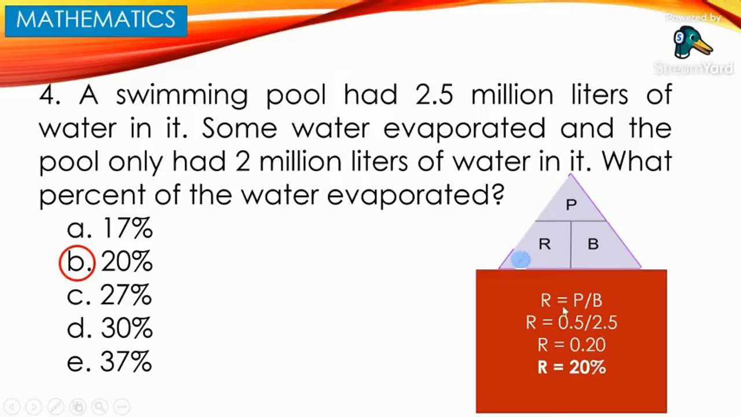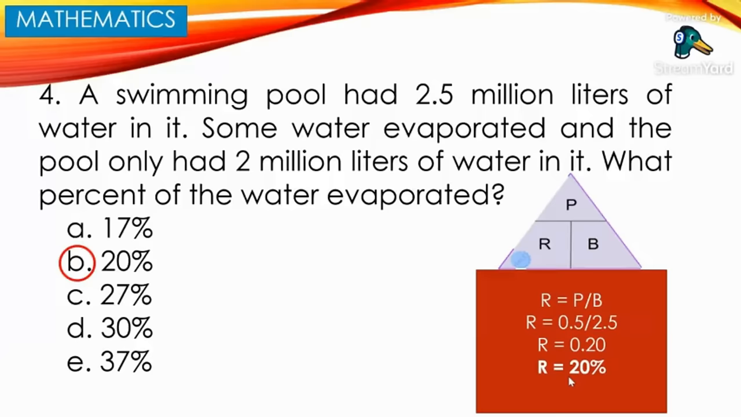So using PRB, it is asked to solve for the rate. So rate is equal to the percentage divided by the base. Our base is 2.5 million. Our percentage here is not the 2 million. It's the 0.5 million of the water which evaporated. So 0.5 divided by 2.5 is equal to 0.20. So R is equal to 20%. Okay, you got the correct answer, letter B, 20%. Ang gagaling ng aking participants on our lecture.